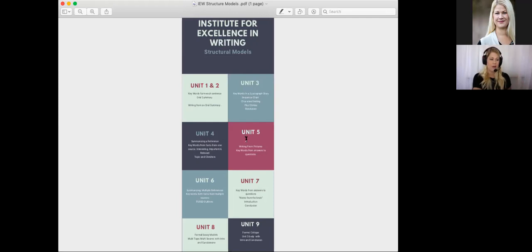And then in Unit 5, we jump over and we do writing from pictures. A lot of traditional schools do this as writing from prompts. We're beginning to teach the students how to ask themselves questions, if it's a topic or a creative thing, to get information out of their brain and onto the paper.